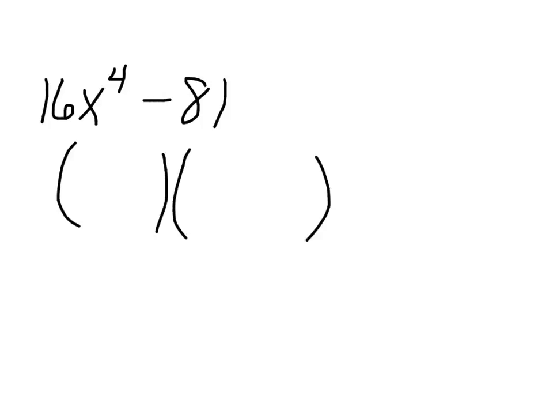What times what gives me 16? 2 and 4, or no, 2 and 8 I mean, 4 and 4. Let's try the 4 and 4 and see what happens. So 4x squared and 4x squared. What times what gives me negative 81 but adds up to be nothing? Negative 9 and positive 9. What do you guys think so far? Pretty good? Did it work? Absolutely. Are you done? No.